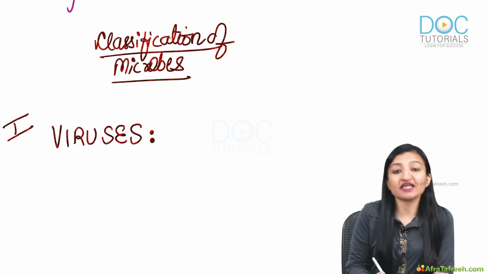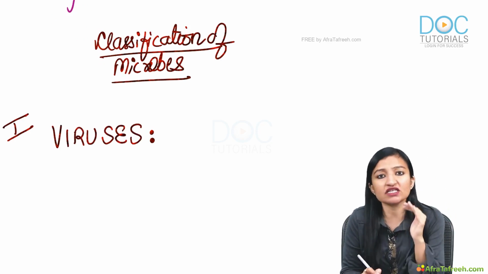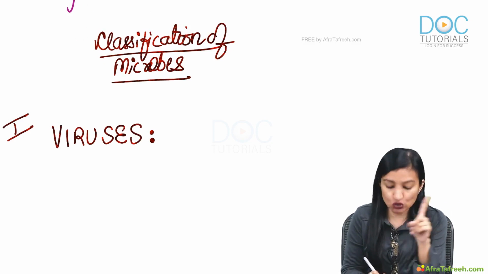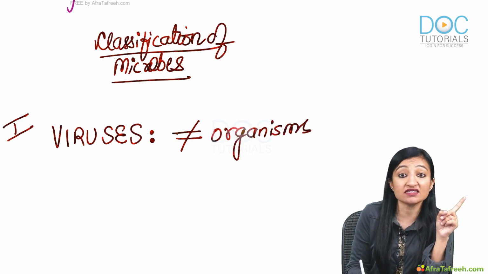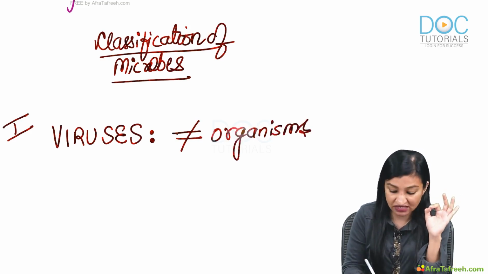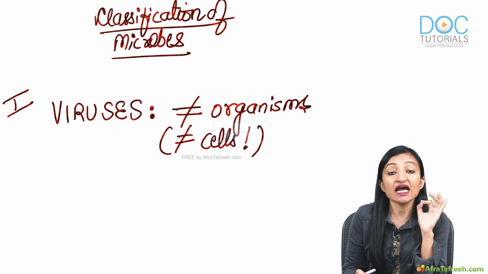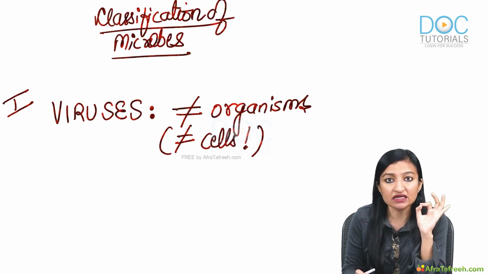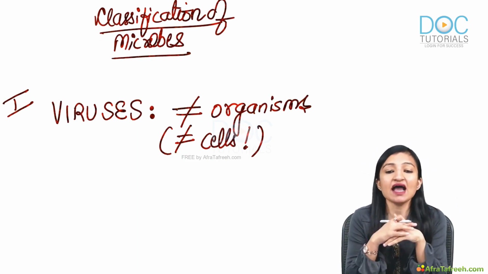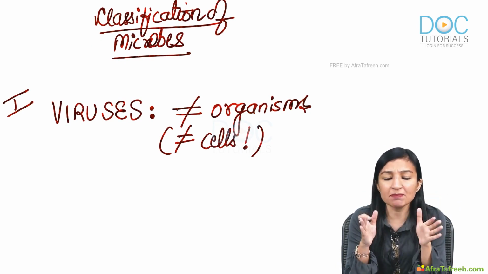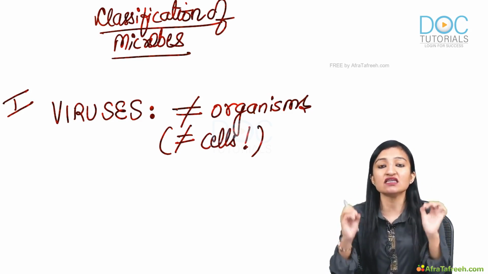Now guys, a peculiar feature about viruses is that they are neither living nor non-living. They are not organisms. The very first point you need to remember about viruses is that they are not organisms. In other words, they are not cells. They are merely infectious particles. They are neither living nor non-living. And a virus cannot multiply itself unless and until it enters or hijacks a living cell.